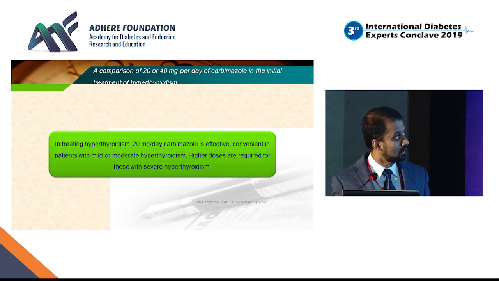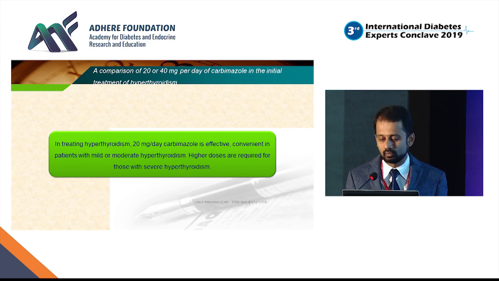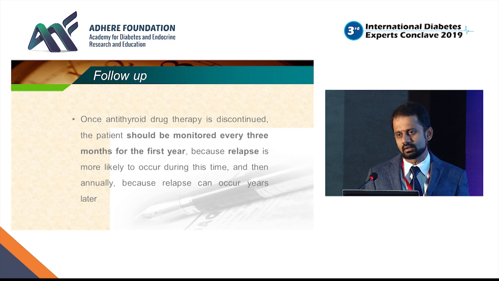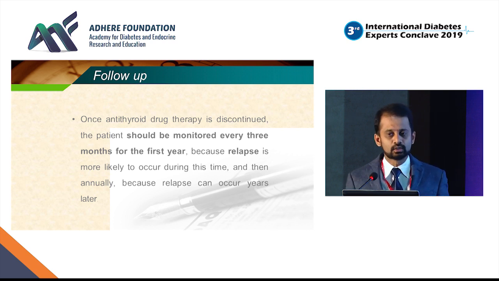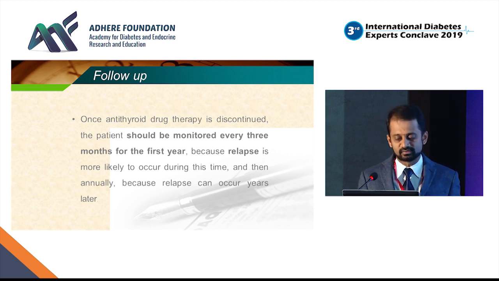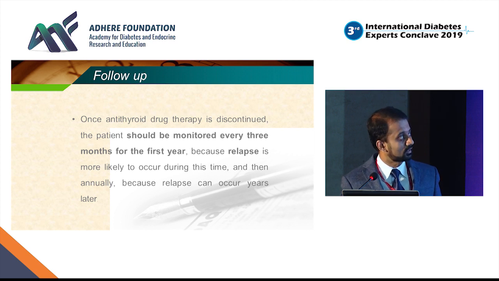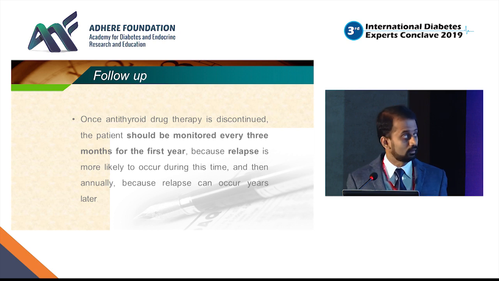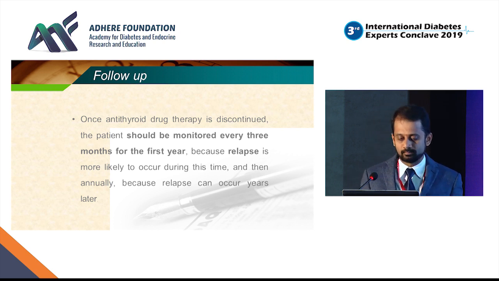So the conclusion is, in treating hyperthyroidism, 20 milligrams a day of carbimazole is very effective and convenient for patients with mild to moderate hyperthyroidism. Higher doses are required only in cases of severe hyperthyroidism. Beta blockers and CCBs can be used along with that just to control the symptoms. Patients should be monitored every 3 to 6 months to find out about any relapse that happens during that time.